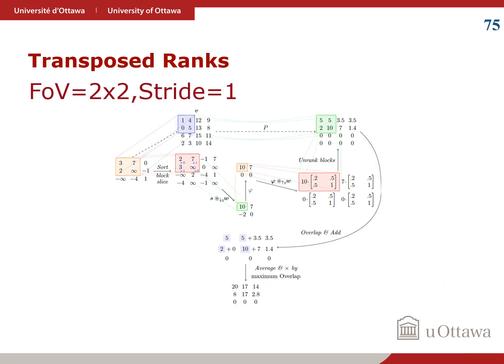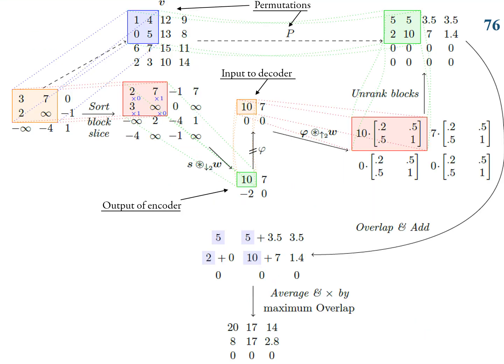I'll illustrate the inner workings of a transposed rank filter with a field of view of 2 by 2 with a stride of 1. The input to the decoder in the middle is upsampled on the right, highlighted in red. You see the input upsampled by the weights arranged in a 2 by 2 matrix with the values 0.2, 0.5, 0.5, and 1. Then on the top left, highlighted in green, the next operation is to permute the values back from where they came from.